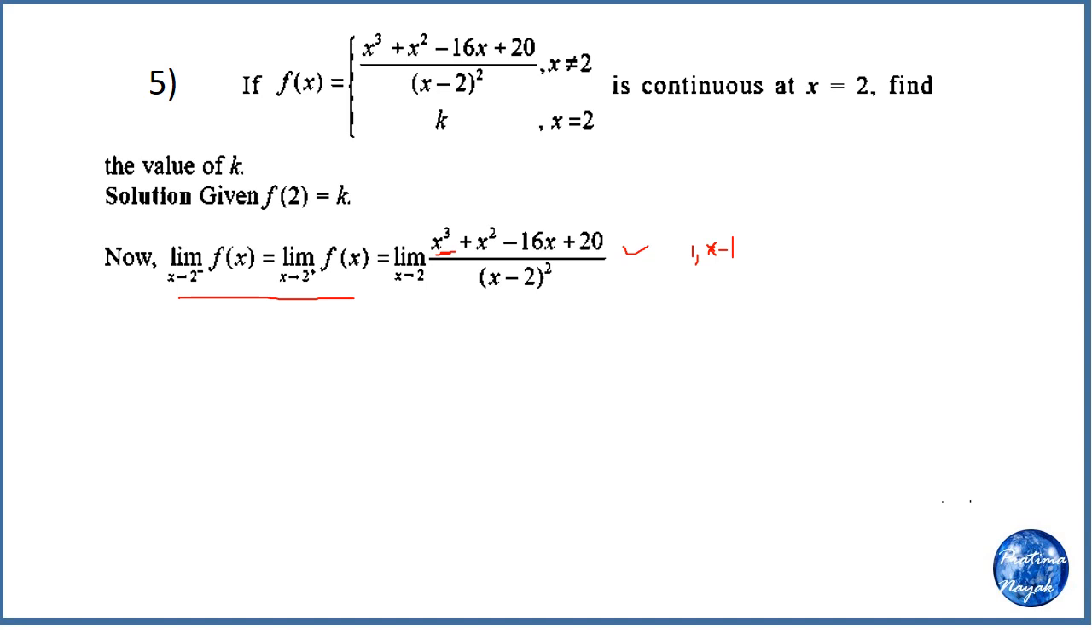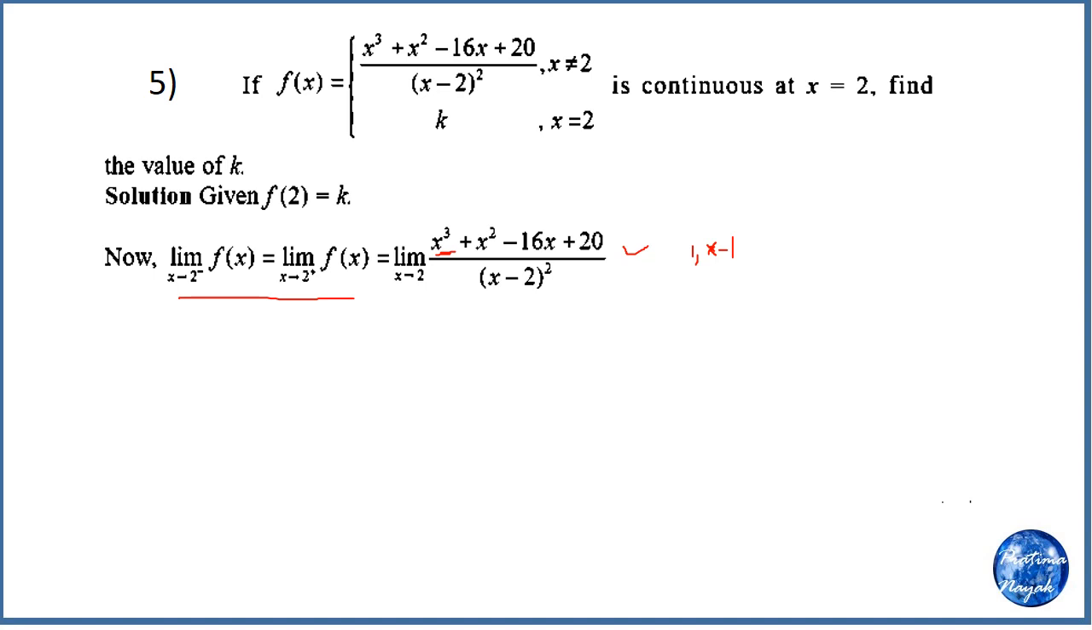So what you will do, you will factorize this, and this is a cubic function. So here you have to apply factor theorem. Factor theorem means first you will test with 1, see whether you are getting 0. If you put x equal to 1, then it will be 0, then x minus 1 is a factor.